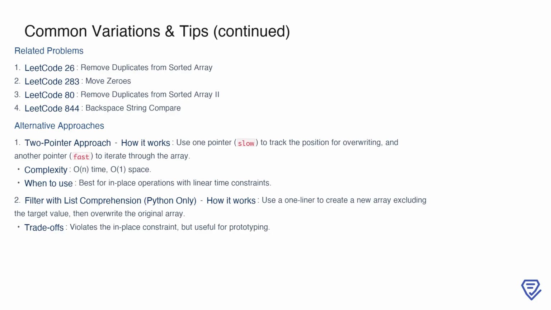For alternative approaches, the two-pointer method is the most efficient for this problem. Here, you use one pointer, often called slow, to track the position where new elements should be written, and another pointer, called fast, to iterate through the array. This approach ensures O(n) time complexity and O(1) space complexity, making it ideal for in-place operations.